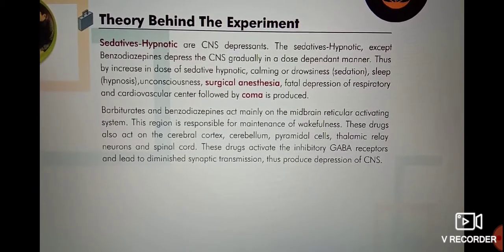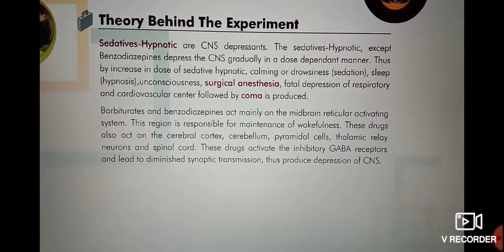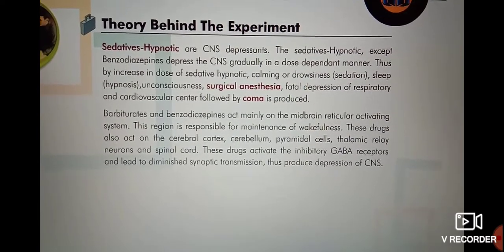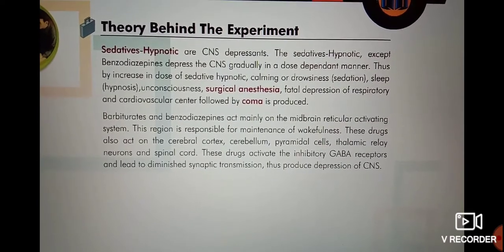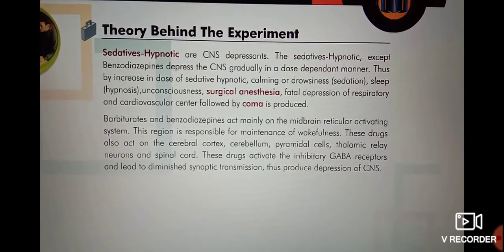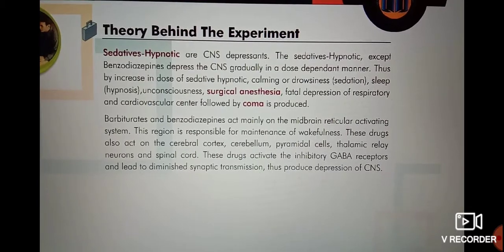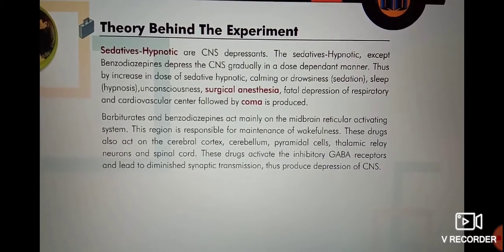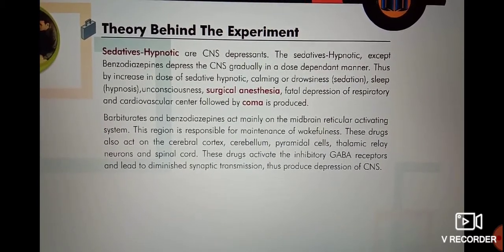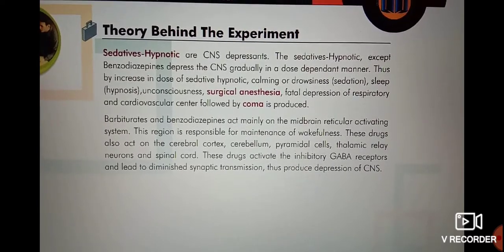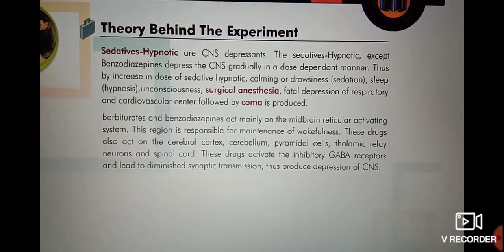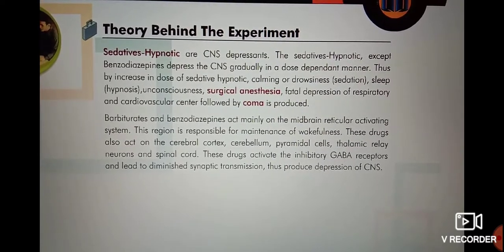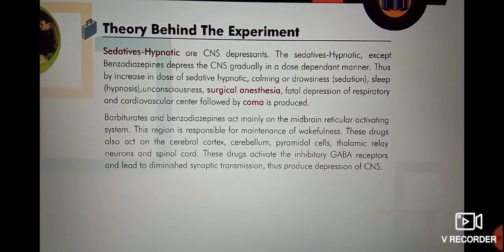Okay, so these drugs also act on cerebral cortex, cerebellum, pyramidal cells, thalamic relay neurons and spinal cord. By acting on the reticular activating system, those drugs also act on the cerebral cortex, cerebellum, pyramidal cells, thalamic relay neurons and spinal cord. And thereby these drugs activate the inhibitory GABA receptor and lead to diminished synaptic transmission. This produces the depression of CNS.